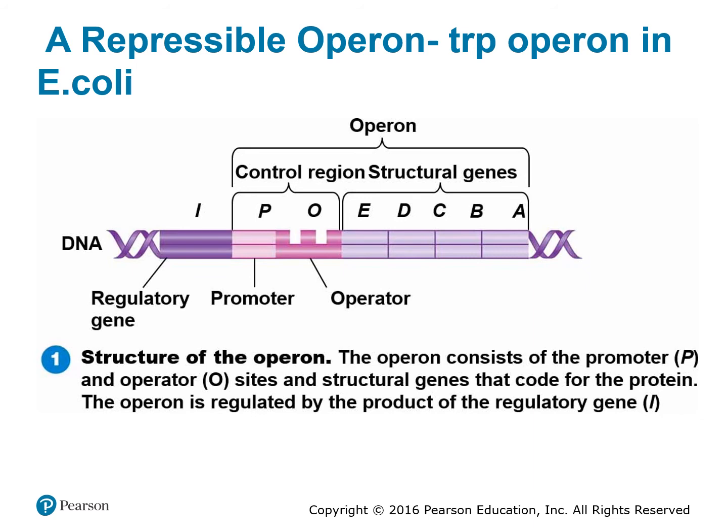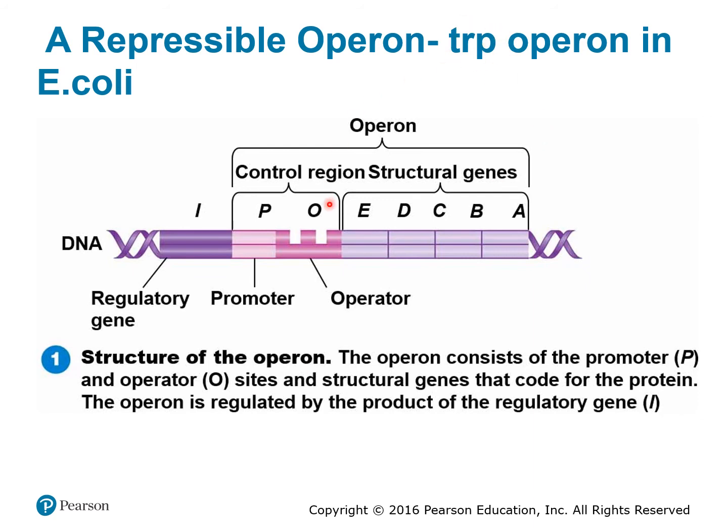We have another example of an operon, and this one is a repressible operon. A repressible operon is an operon that's usually turned on, so the genes are usually being expressed, and then these proteins get turned off and transcription gets blocked. An example of a repressible operon is the trp operon, which stands for tryptophan.